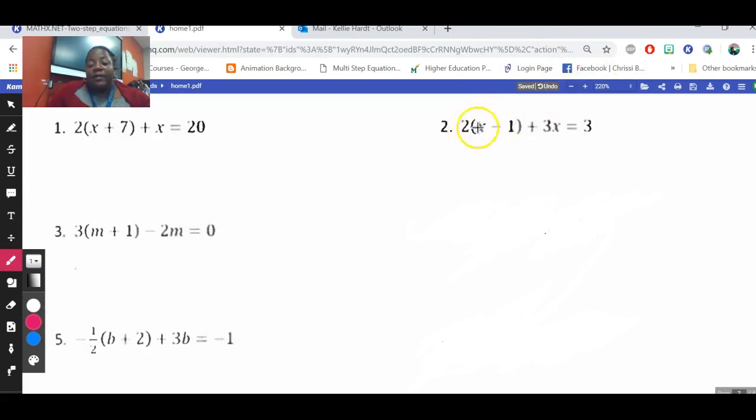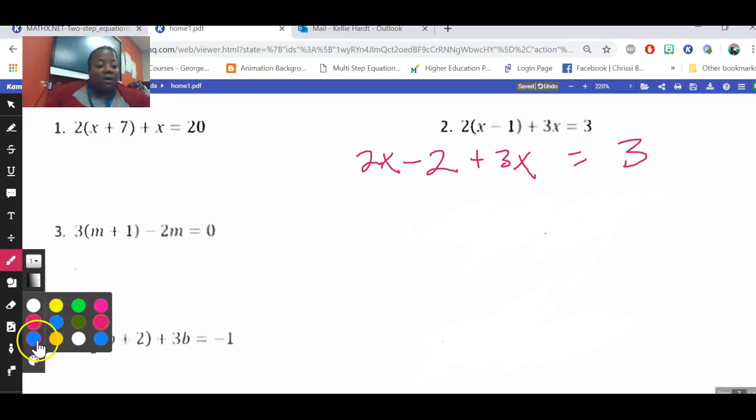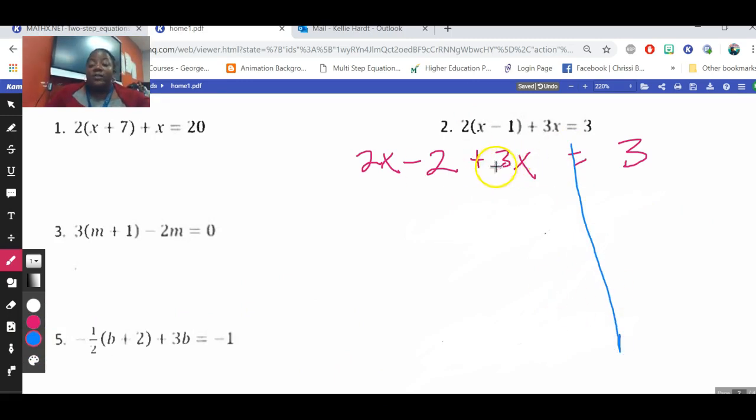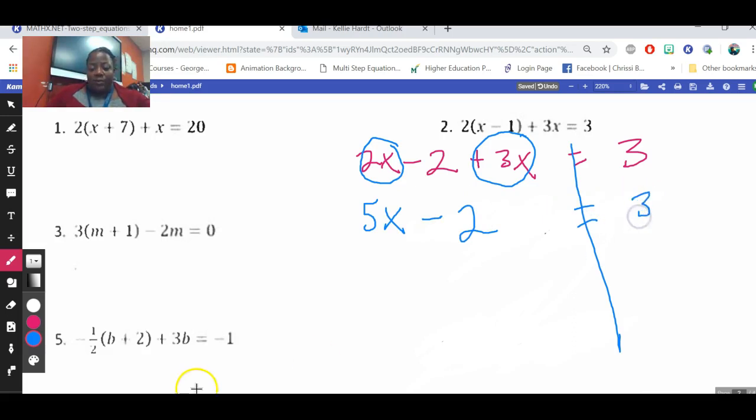First, I'm going to distribute. I have 2 times x, it's 2x, 2 times -1, which is -2, plus 3x equals 3. There we go. All right, so now I'm going to draw my street. Your x is over here. You've got 2 of them, so you're going to combine like terms first. I have a positive 2x and a positive 3x. Combine means add, so basically I'm looking at positive 2 plus positive 3. That should give me 5x minus 2 equals 3. Here we go.